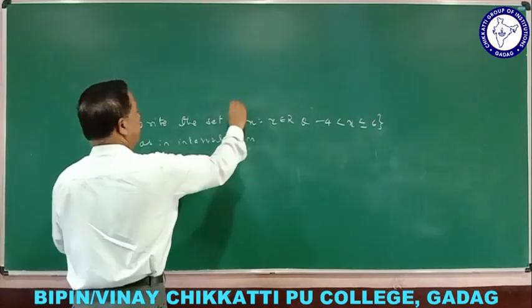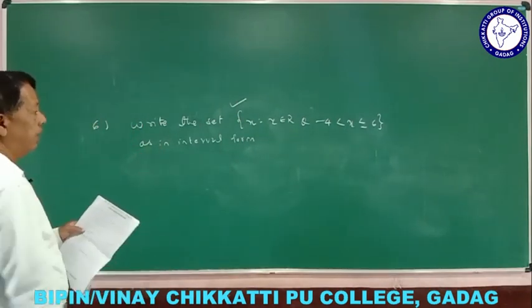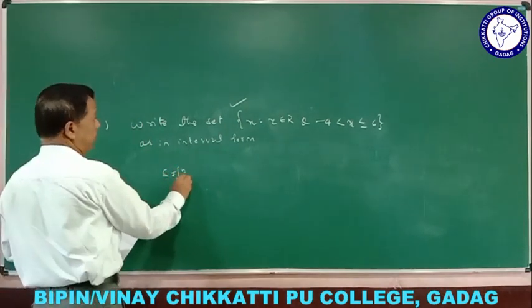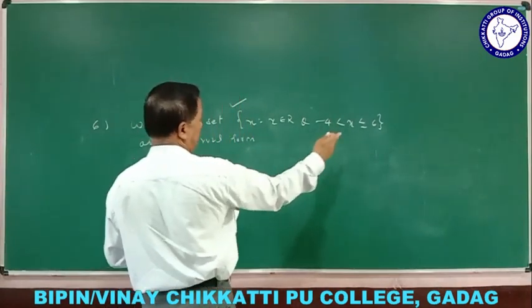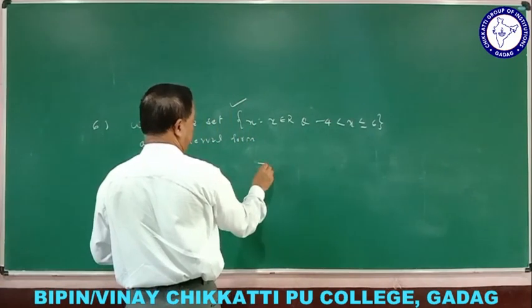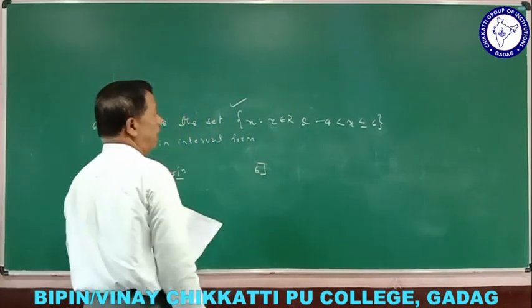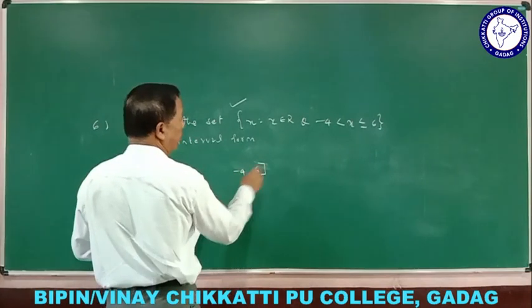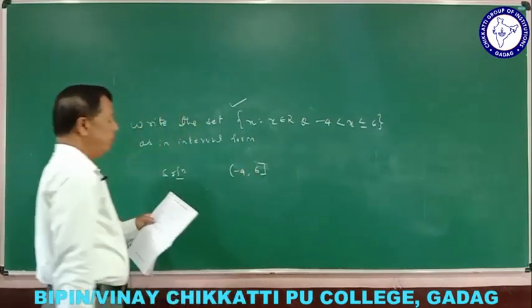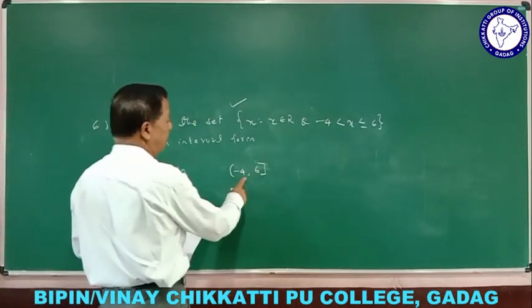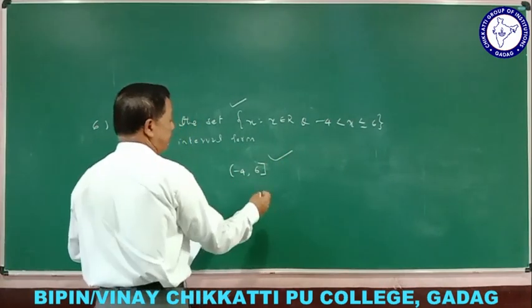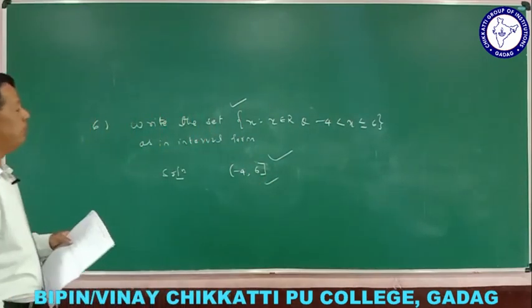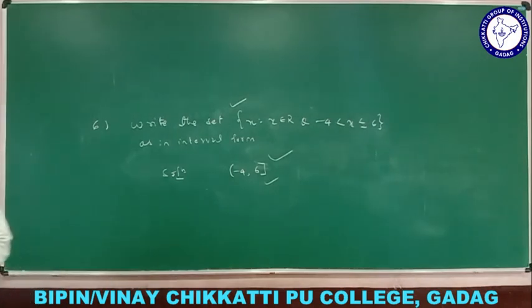You have to write it in interval form, though it is in the set builder form. How can that be written? Very simple. Try to understand, this is x, and 6 is included, and minus 4 is not included. So one can write minus 4, 6. This is in the interval form. Try to understand: 6 is included, minus 4 is not included. We write in this fashion. So this is in the interval form, and this carries one mark.